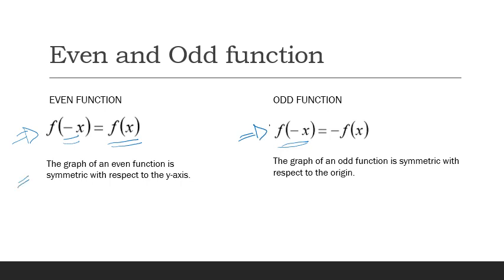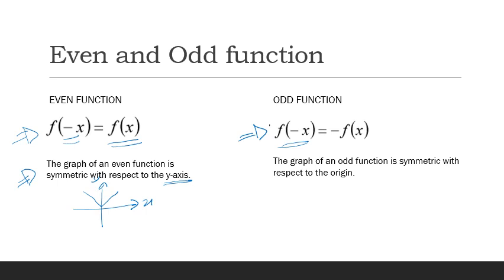The second one is by looking at the graph. The graph of an even function is symmetric with respect to the y-axis. So we have x and y, and the y-axis is the line of symmetry, which means it reflects. For example, if I have this function on the left side, then it will get this function on the right. So this one we consider as an even function.